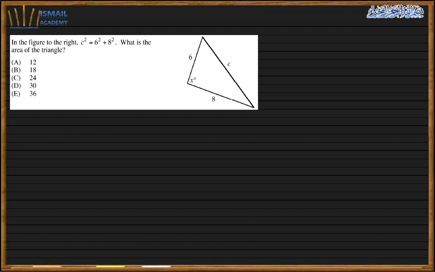In the triangle to the right, we have c squared equals 6 squared plus 8 squared. This is the concept of a right triangle. So if this is true, this means this triangle is a right triangle. This means x must be 90 degrees. So what's the area? It's the base times the height divided by 2. So the area is half base times height, which is half of 6 times 8, which is 48 divided by 2 is 24. So C is my answer.